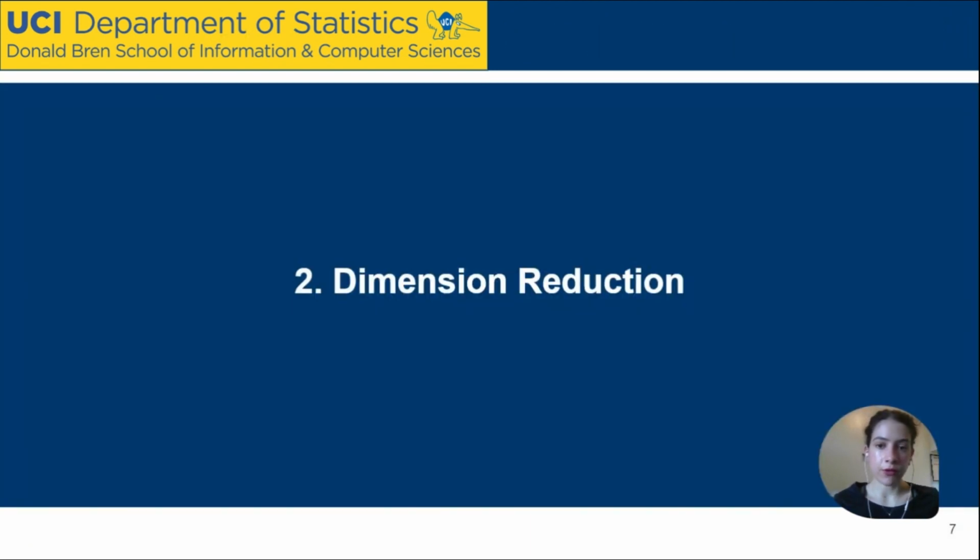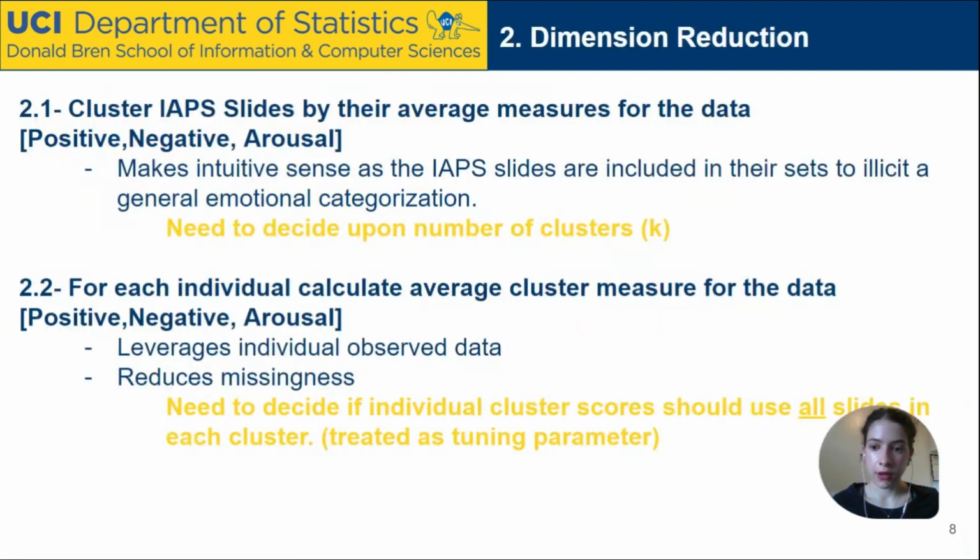So this leads us to part 2, methods, specifically dimension reduction. We break this portion into 2 main sections. First, we are going to cluster the IAPS slides by their average measures for positive, negative, and arousal. This makes sense intuitively, as the IAPS slides are included in their sets historically in order to elicit some kind of emotional response. And it makes sense to think that some of these slides are going to give off similar responses to others. A dog and a baby might make you happy, for example.